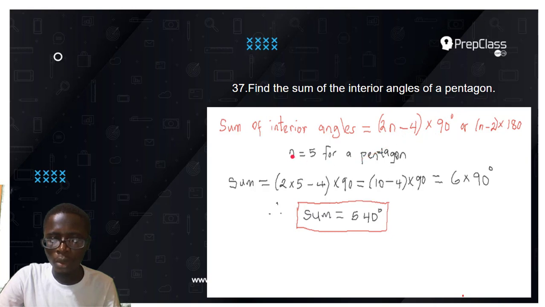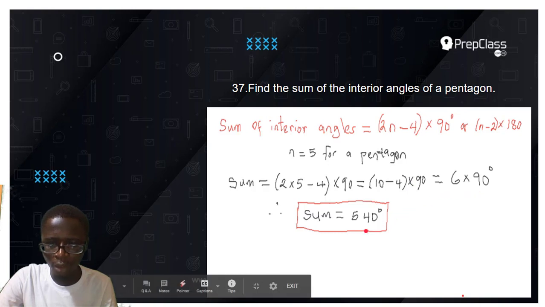We were told that this is a regular pentagon, so the number of sides, n, is 5 for a pentagon. So the sum is going to give us 2 times 5 minus 4, times 90. This is the same thing as 10 minus 4, all times 90. So 10 minus 4 is 6. 6 times 90 is 540 degrees.